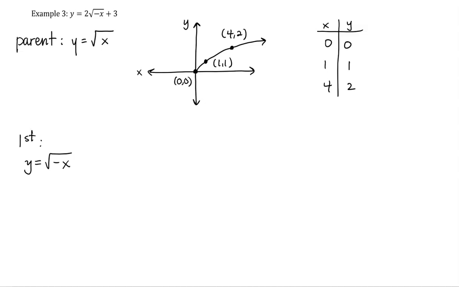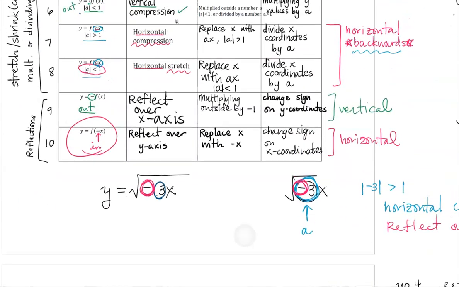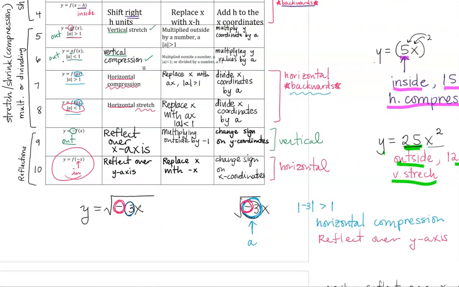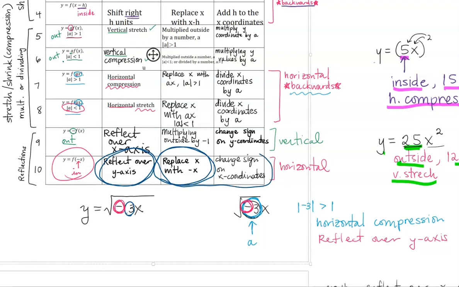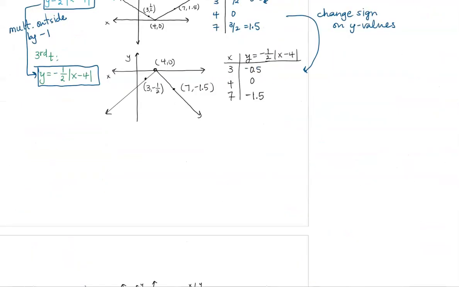The first transformation is going to be coming from that negative on the inside of the square root. We look at this equation, compare it to this equation, and ask ourselves, how did we get from that equation to that equation? And what happened is that we replaced x with negative x. That's the difference between those two equations. So now going up to our table, I can see that when I replace x with negative x, we're dealing with a reflection over the y-axis, and we should change the sign on our x-coordinates in order to get the new table.